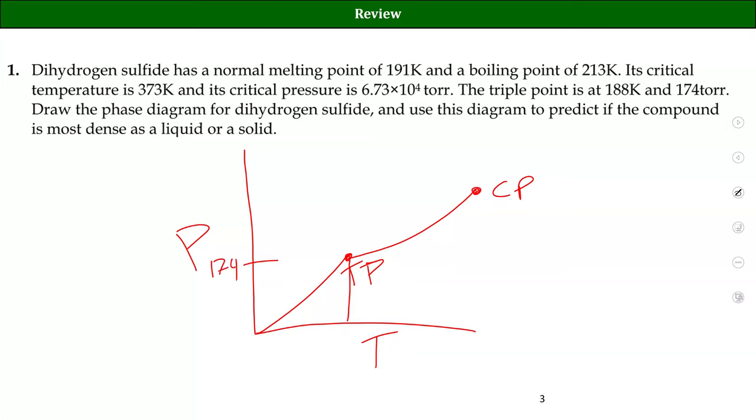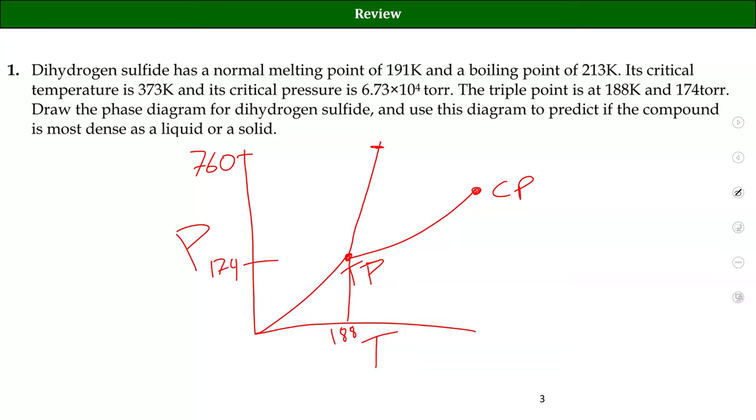how do we figure out what the slope of that liquid-solid interface is going to look like? You're going to have a positive slope or a negative slope? And how can we tell? So, we want the normal melting point of 191 Kelvin, right? This is the 188 Kelvin. What's the normal melting point going to be at what pressure? 760. So this isn't to scale, but that's enough for us to say, okay, well, 760 is here, and the melting point is at 191, right? So again, not to scale, but there's our melting point right there.